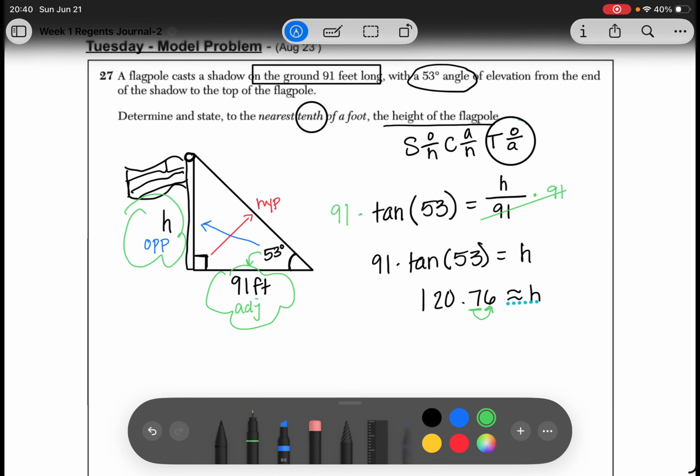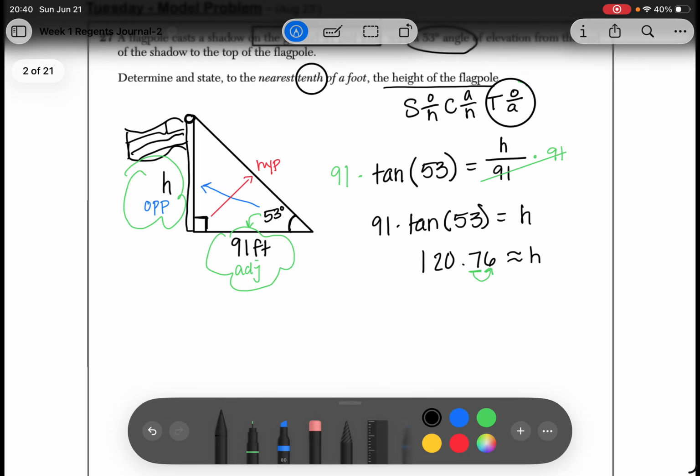If this number is 5 or greater, we're going to take that 7 and round it up one notch. If it's 4 or below, that 7 is going to stay the same. Then anything that comes after the 7, we just drop those numbers. So since it is a 6, that means we're going to round that 7 up to an 8. So our final answer is going to be 120.8. And that will be the approximate height of the flagpole.